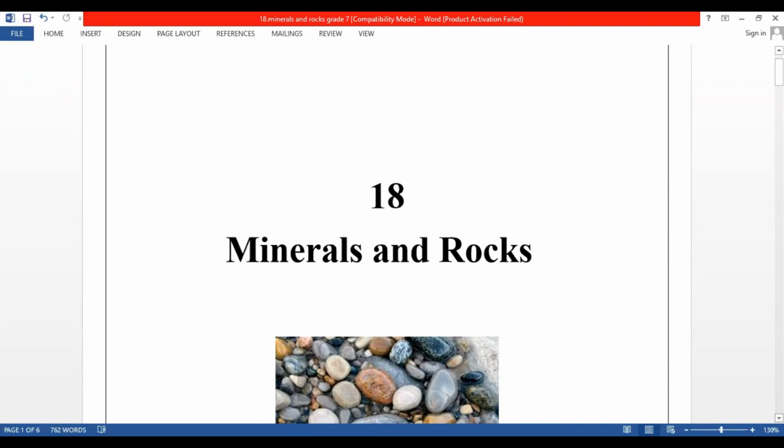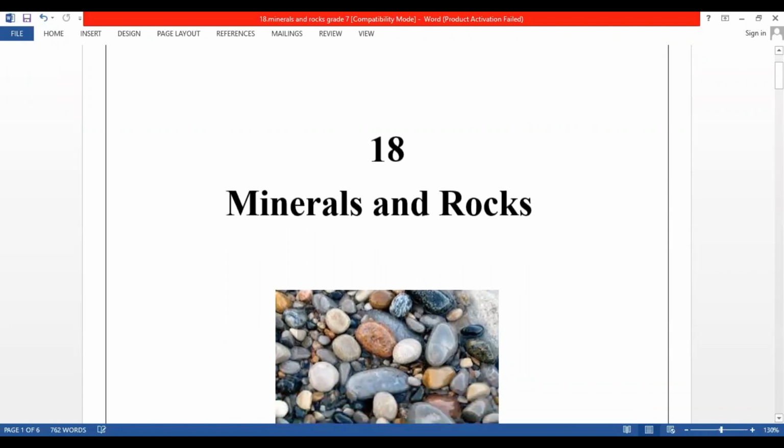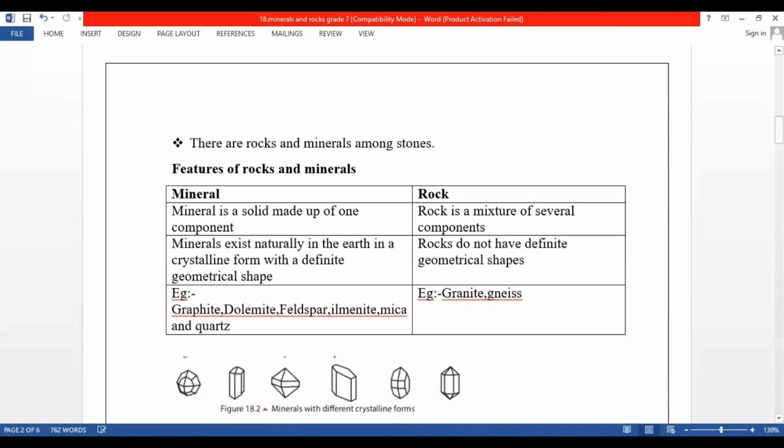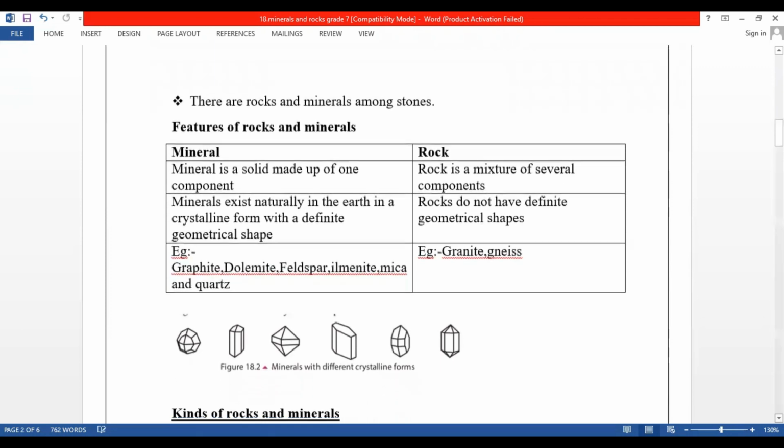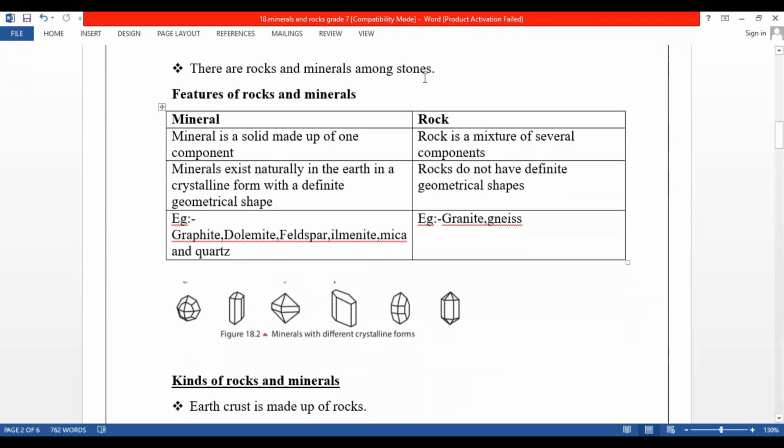Today, in this video, I am going to explain to you the grade 7 lesson number 18, Minerals and Rocks. We will see the subject content in the lesson. There are rocks and minerals among stones. Here, we are going to see what the differences between rocks and minerals are.